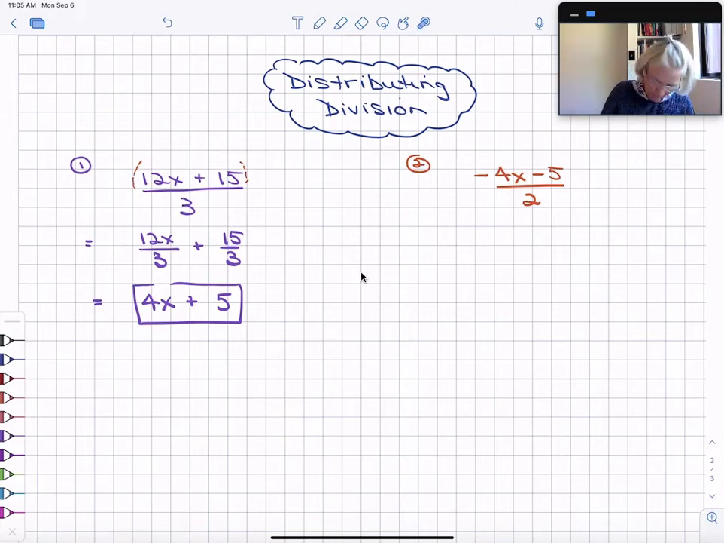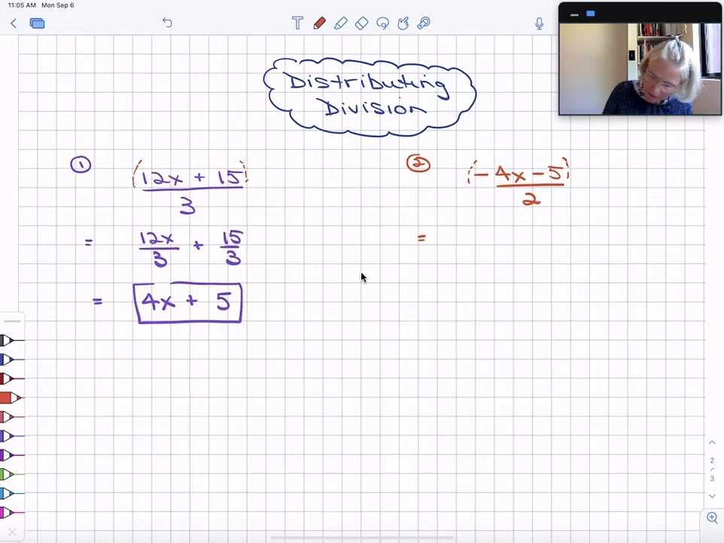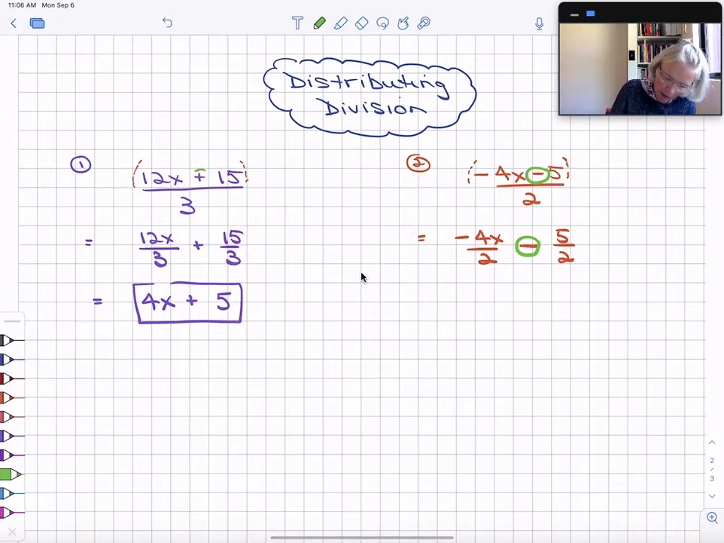Same idea. We've got the grouping symbols up here in the numerator. So we're going to have to distribute our division to both of the terms. Go ahead and do that. Have negative 4x divided by 2 minus 5 divided by 2. Please notice in all of these examples, our operator stays the same. We're adding here, subtracting, subtracting. Next step is to go ahead and simplify.